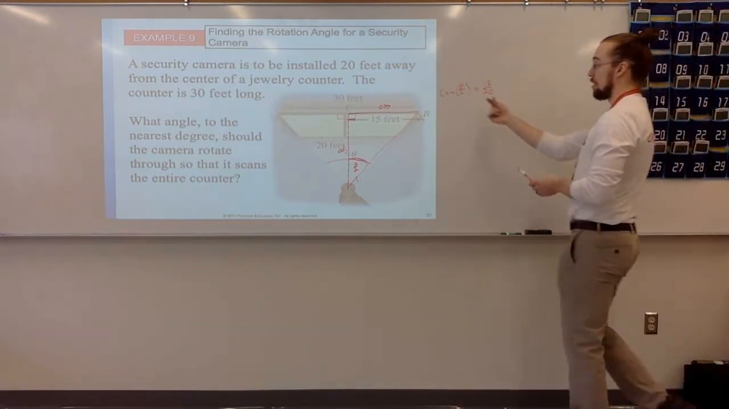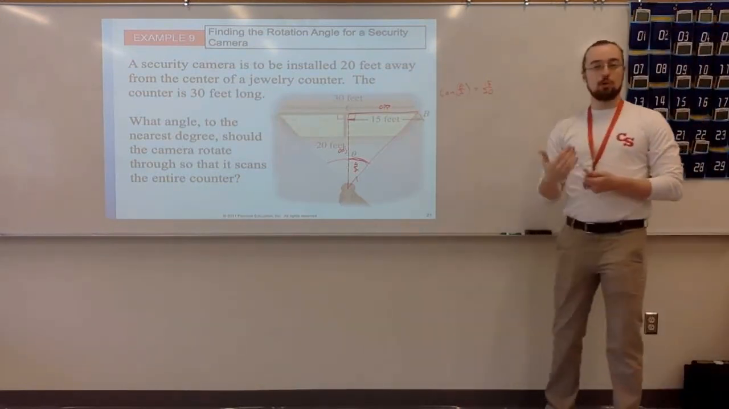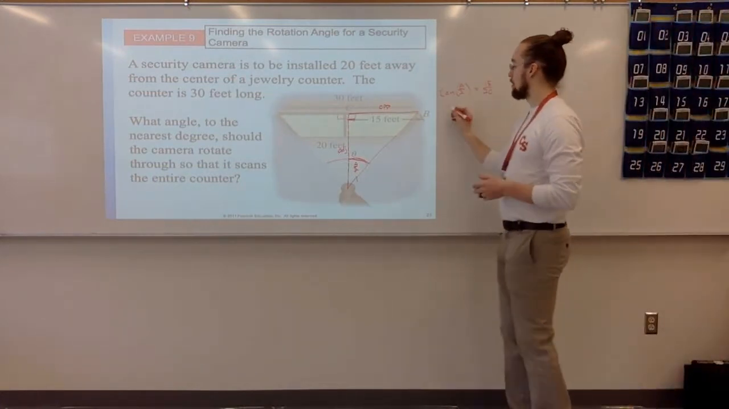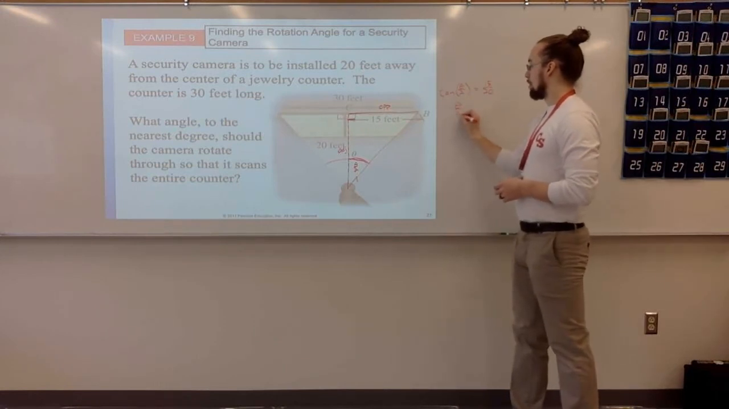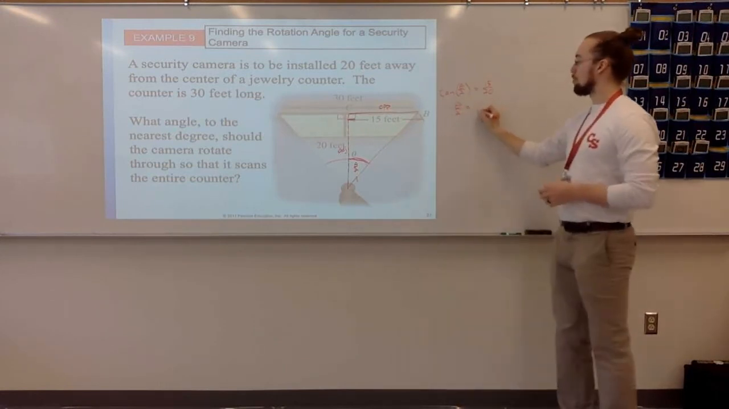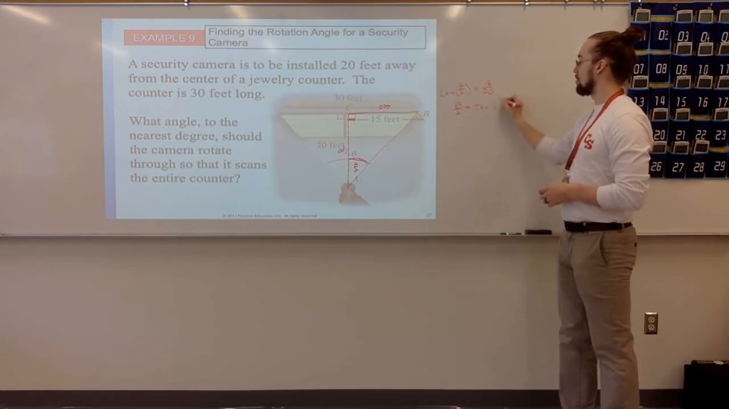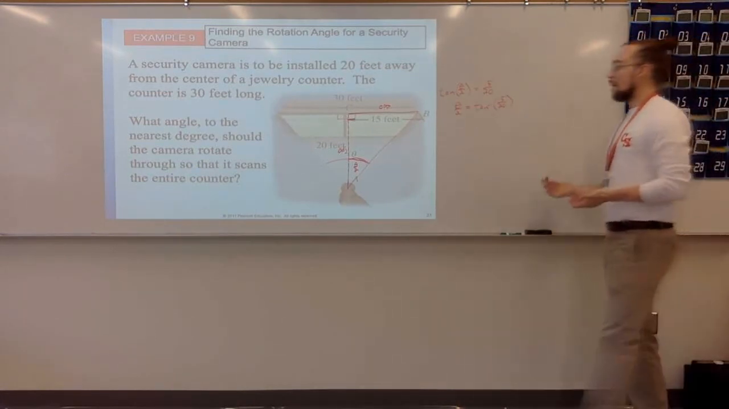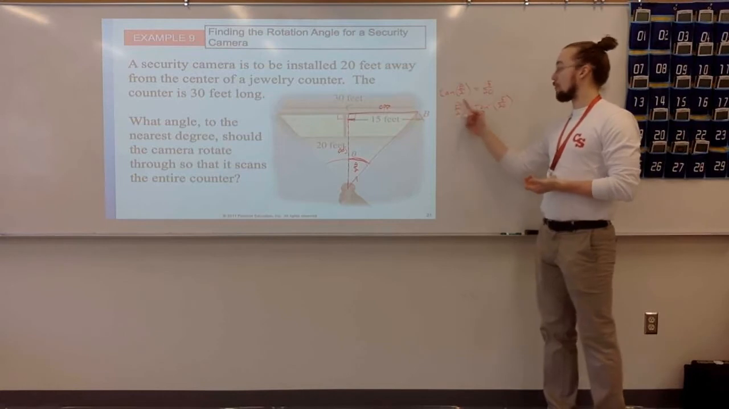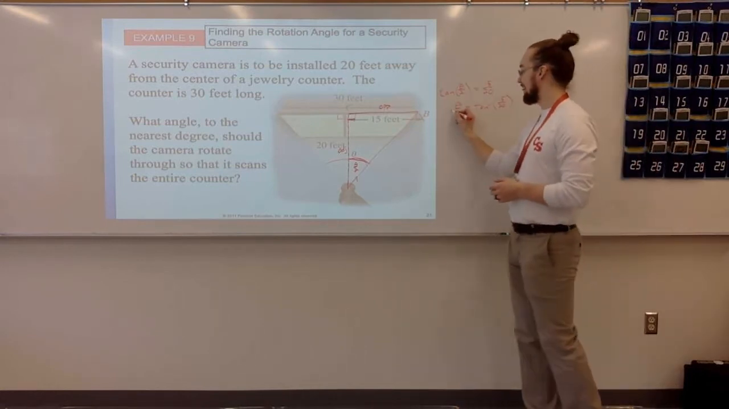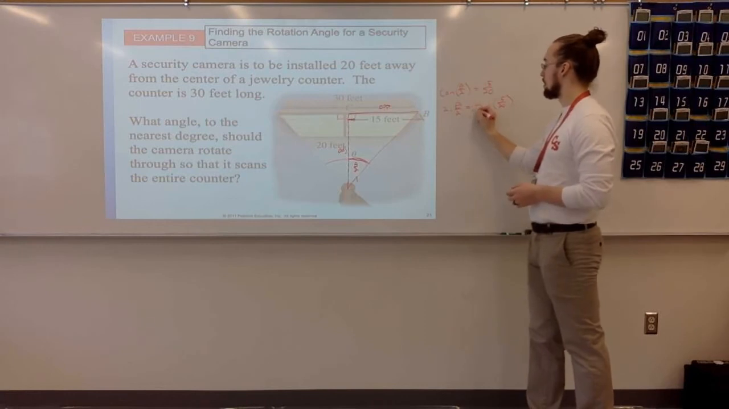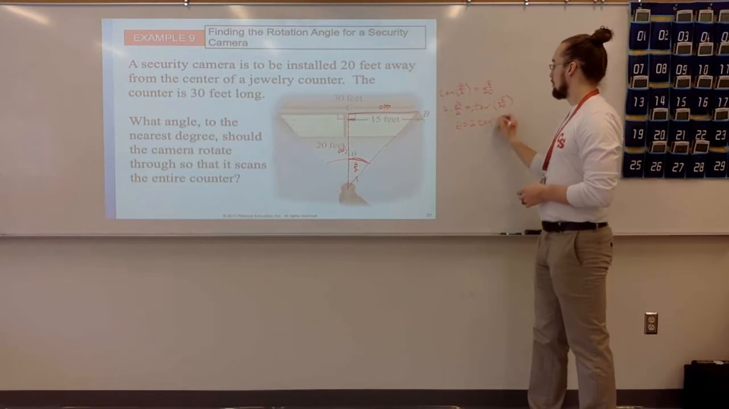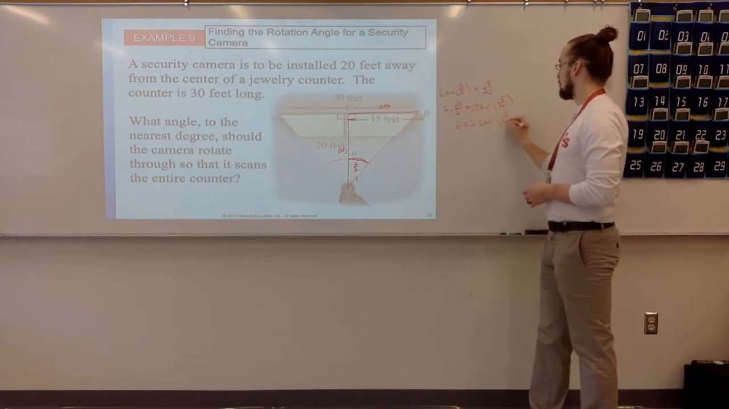Well, now I want to get this angle by itself, so I need to undo tangent. To undo tangent, we're going to take the inverse tangent of both sides. So what we end up with is theta over 2 equals the inverse tangent of 15 over 20. And then to get our entire angle of theta, I would need to multiply both sides by 2. So we end up with theta equals 2 times the inverse tangent of 15 over 20.